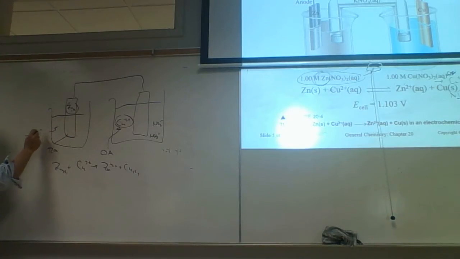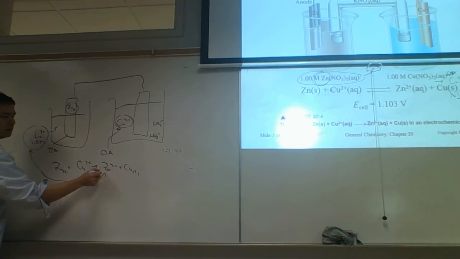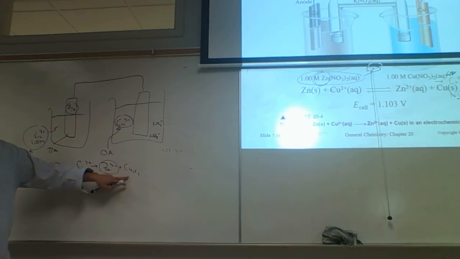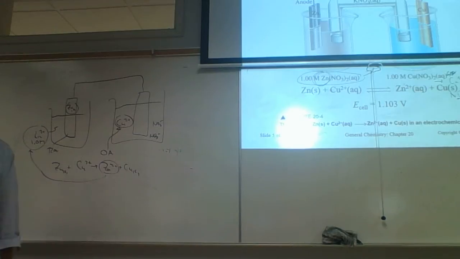If I put in Zn2+, 1.0 molar, what is that? If I look at Zn2+, hey, wait a minute. That's not reactant. The reactant is solid zinc. This 1.0 molar Zn2+ is product. Hey, aren't we trying to make Zn2+? Are we trying to make Zn2+ and copper metal? Yes, we are. So if you're trying to make it, why are you dumping it in there?